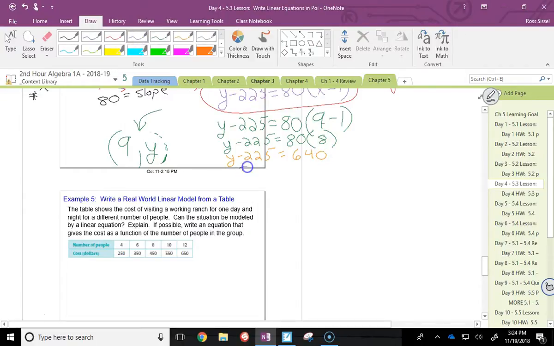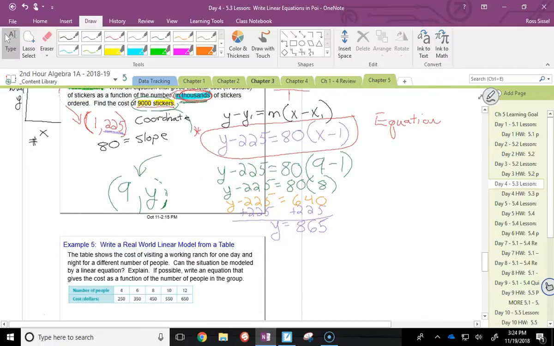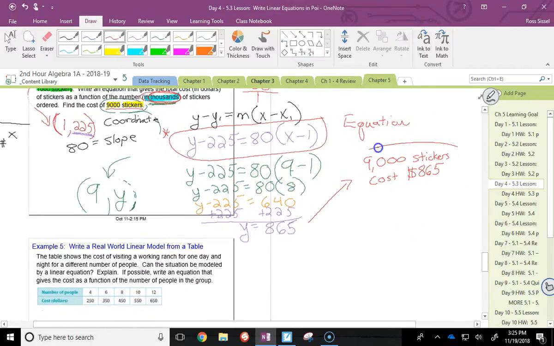I'm then going to add 225 so I can get my y all by itself. And I'd have y equals 865. And what are we asking to solve for? Find the cost of 9,000 stickers. Our answer: 9,000 stickers cost $865.